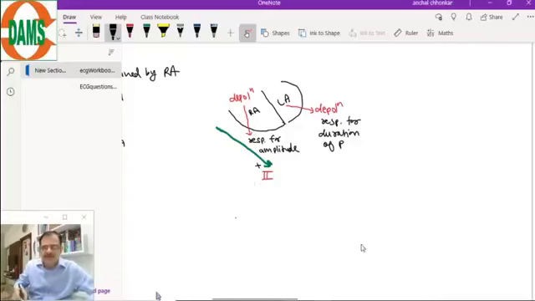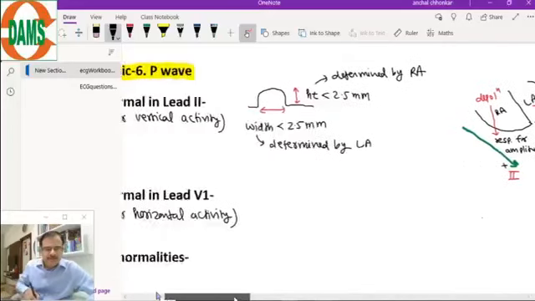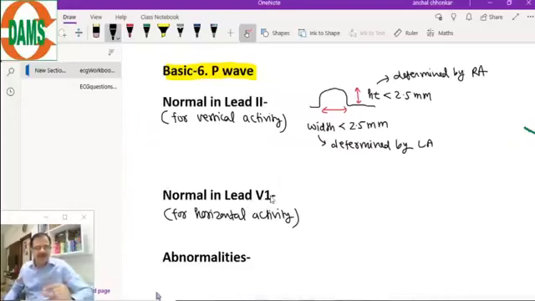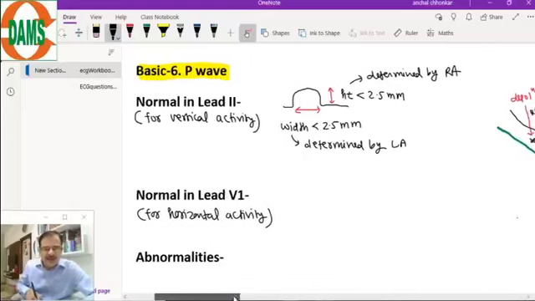So we come to the V1 ECG lead. Normally in lead V1, and lead V1 is basically for the horizontal activity determination. And what is the horizontal activity? Horizontal activity is endo to epicardium. It will be endo to epicardium. So this will be seen in lead V1 for the horizontal activity.